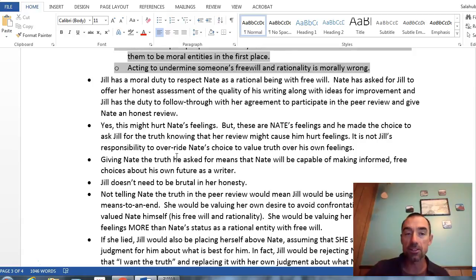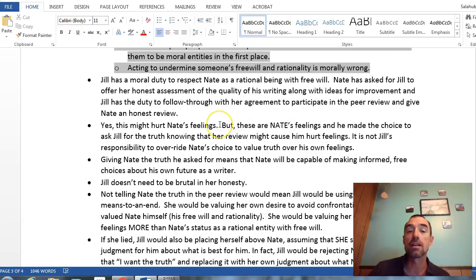So, in this particular case, Jill has a moral duty to respect Nate's free will and rationality, right? He is a rational being, and this is what Jill should be respecting in him. Nate has asked Jill to offer an honest assessment of the quality of his writing and to give him some ideas to improve. And so Jill has a duty to follow through with this promise that she made, right? To participate in the peer review. Nate asked her for the truth. She has the obligation to give him the truth in this case.